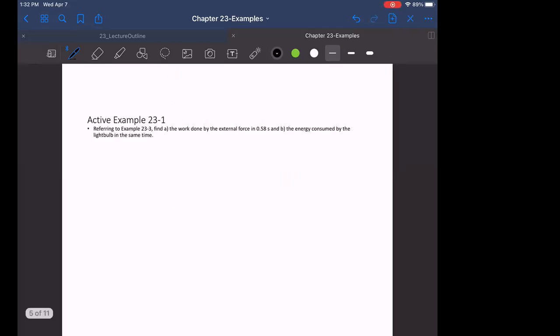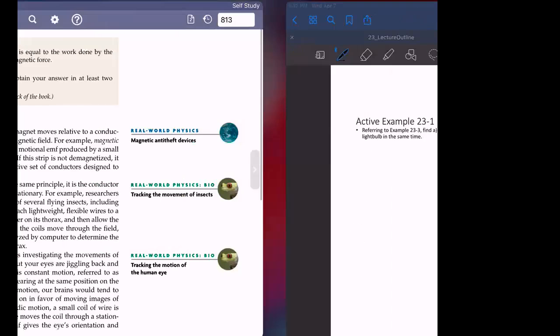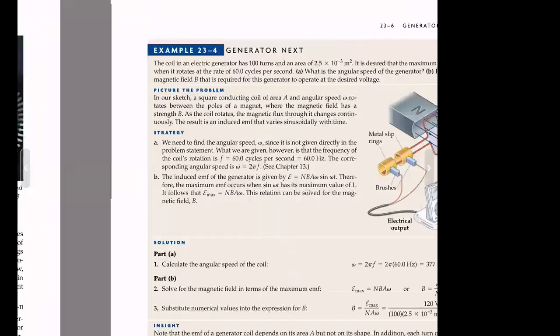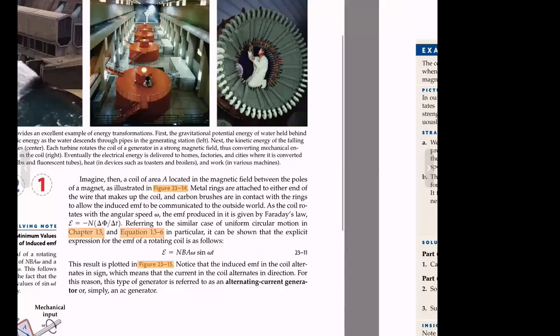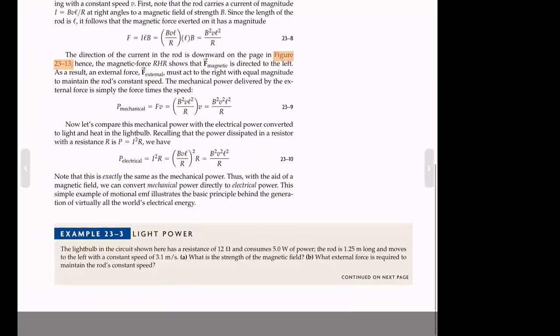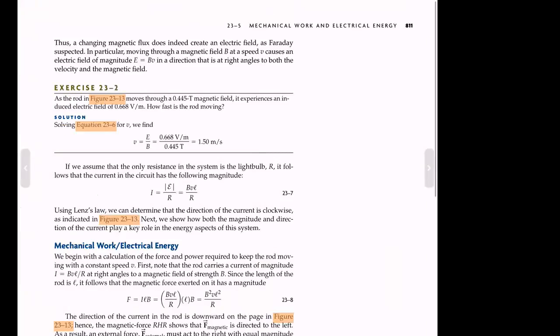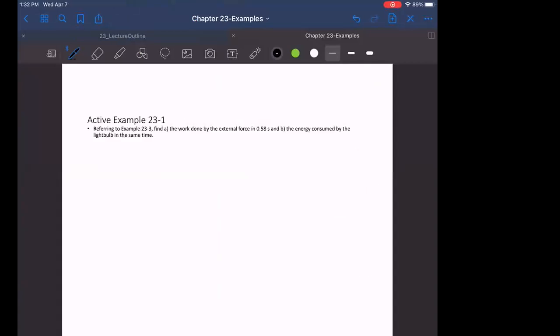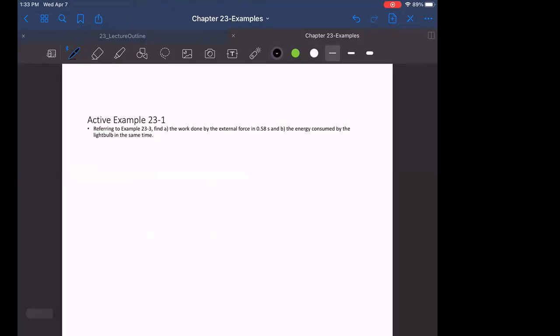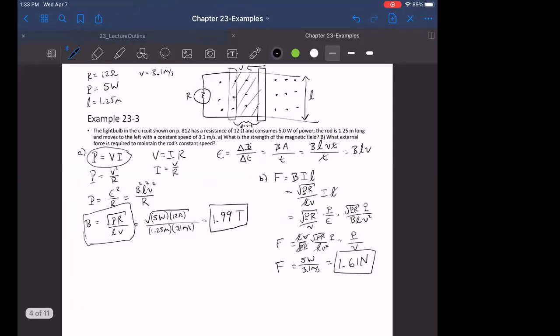Okay, what is this one? Okay, 23-3, where is that? Referring to 23-3. Anybody know what page that's on? That's 23-4. Is it still this one? Is this 23-3? Yeah, okay, so the same one. And then this says, find the work done by the external force in 0.58 seconds. So I guess that's the previous one. Yeah, all right. So the work done in that much amount of time.